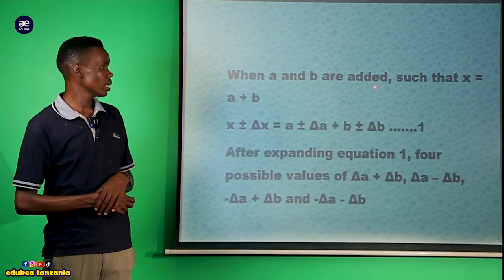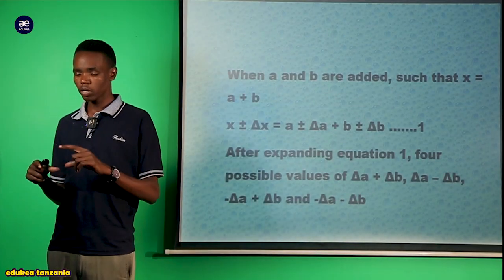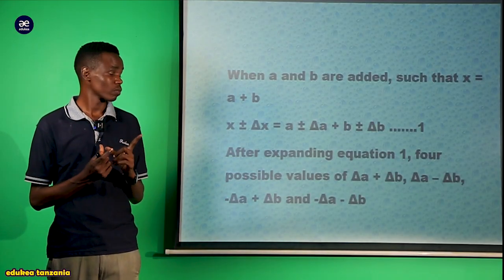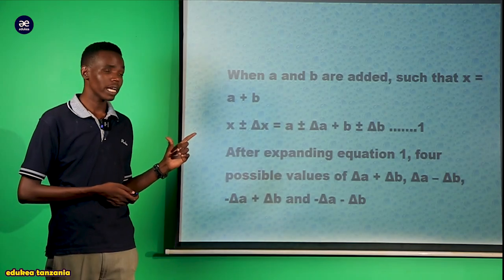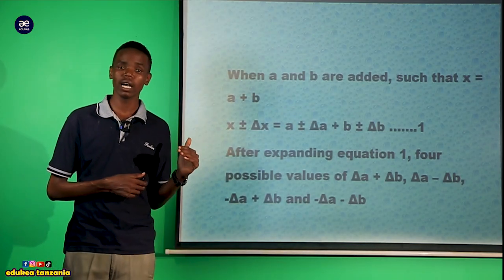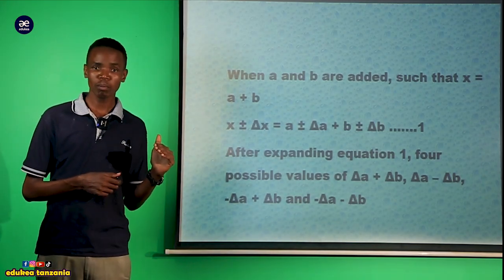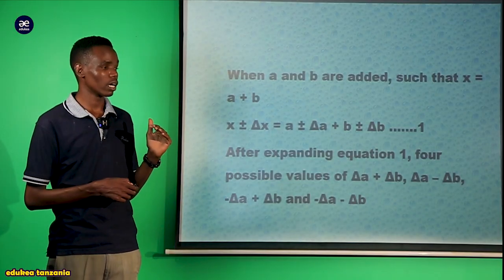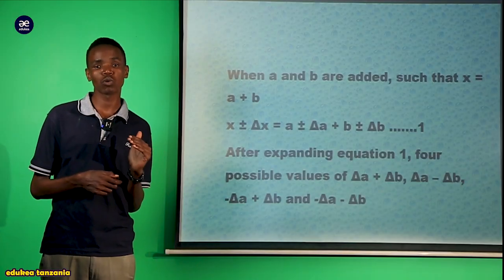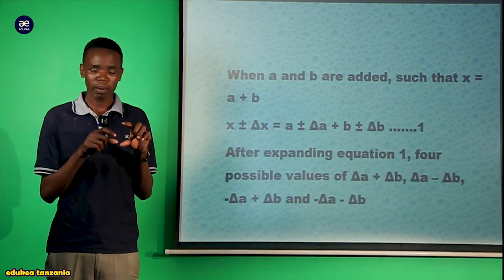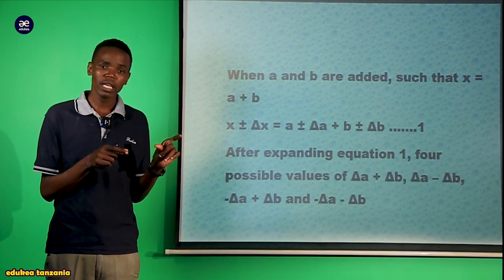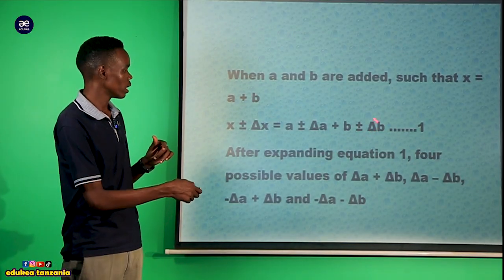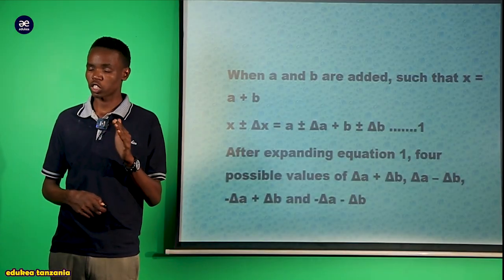When A and B are added, if we take those values A and B and sum them, the error will become: X plus or minus the absolute value of X is equal to A plus or minus the absolute value of A, plus B plus or minus the absolute value of B. Now this will be returned as the first equation.